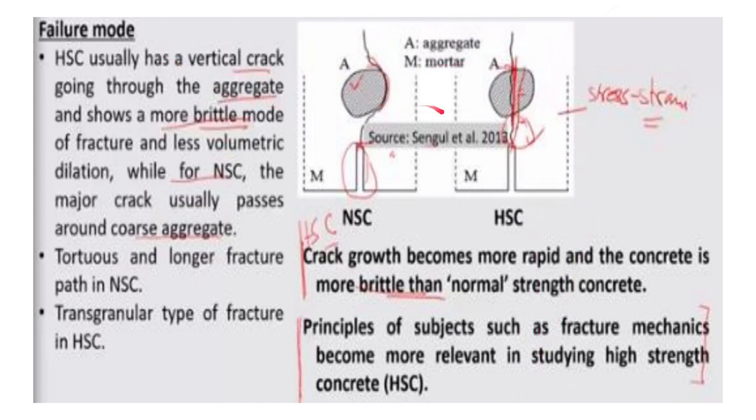As you can see in this picture, the crack growth becomes more rapid, and the concrete is more brittle than normal strength concrete. The crack in case of HSC grows rapidly because it is a brittle failure. Although it is high strength, the growth of crack is very rapid. The principles of subjects such as fracture mechanics become more relevant in studying high strength concrete, because of its rapid crack propagation and brittleness. Okay, HSC.